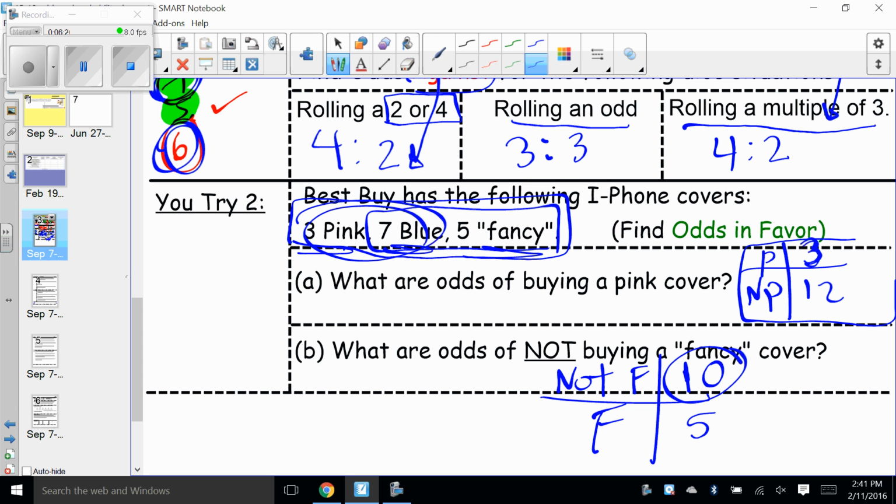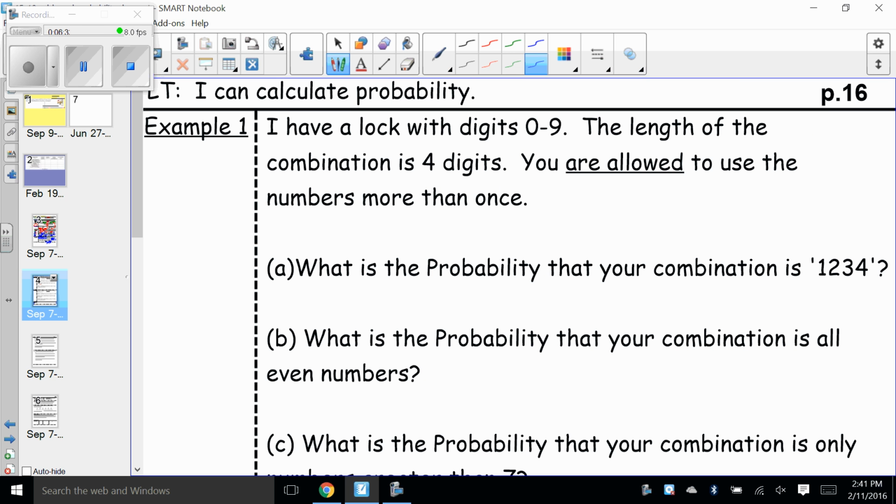Okay, on the top of the next page, let's talk about how we calculate probability a little bit deeper. So I have a lock with the digits 0 through 9. So we have the digits 0, 1, 2, 3, 4, 5, 6, 7, 8, 9. That's actually 10 things. The length of the combination is 4 digits. You are allowed to use the numbers more than once.